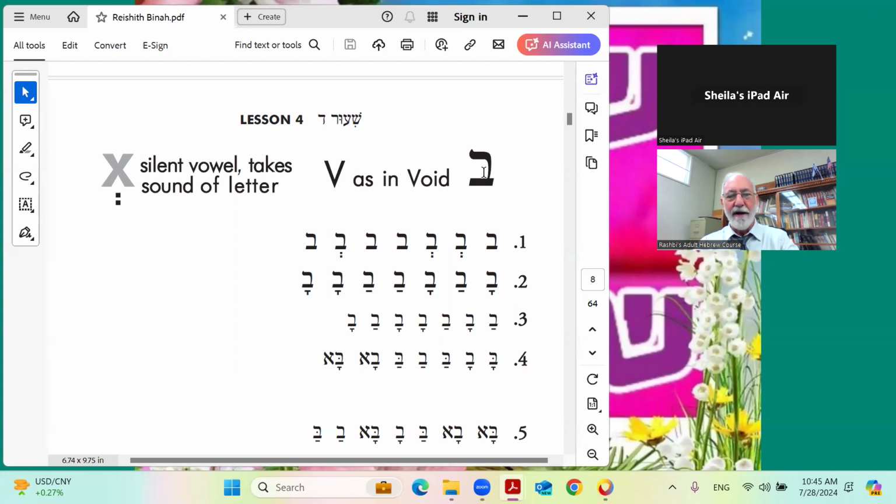Okay. All right. So again, this is a V without the dagesh, and with the dagesh, the dot in the middle, it's a B, and this is a silent vowel. So let's go through line 1 and we'll show you how this works. Line 1: V, V, V, V, V, V, V. So all we're doing is enunciating the sound of the letter. V. Okay? Now let's go to line 2.